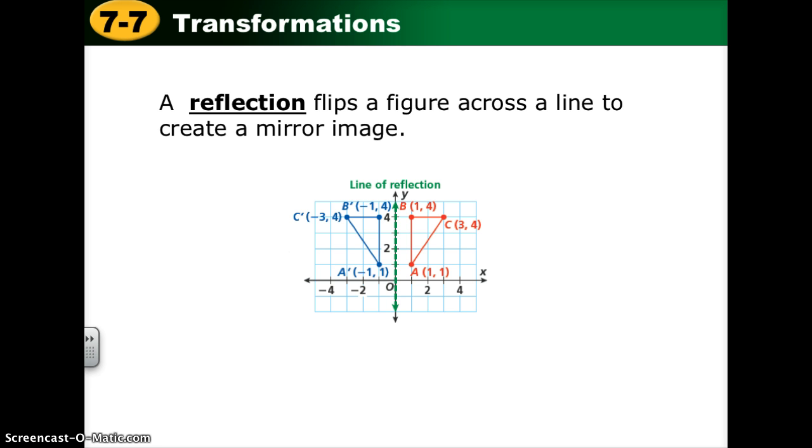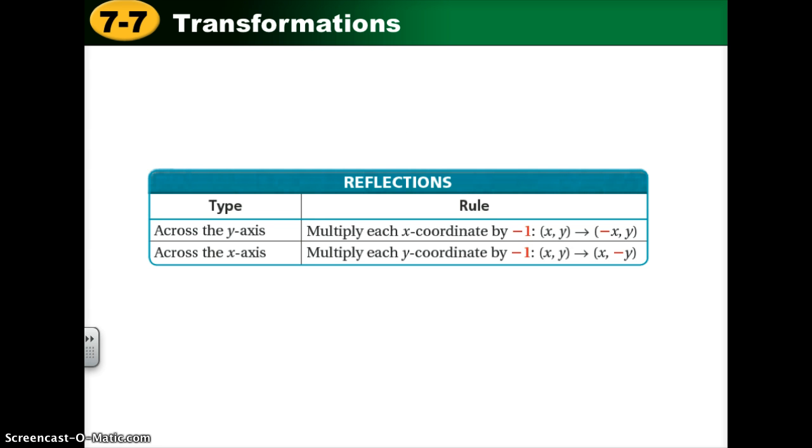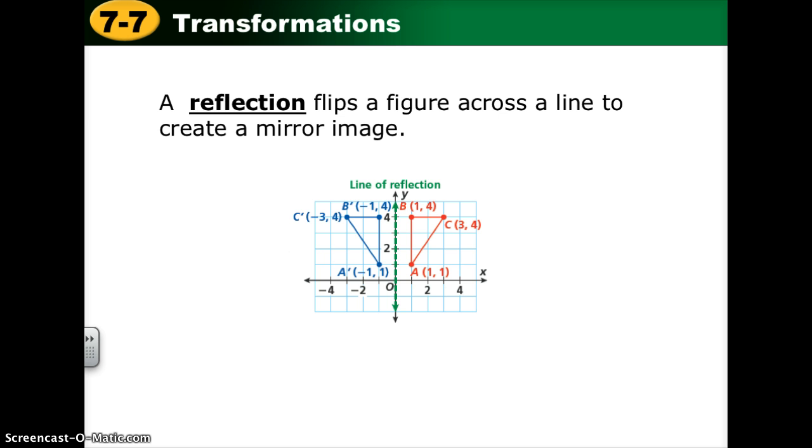A reflection flips a figure across a line to create a mirror image. Our current line of reflection is the y-axis, so those two shapes are reflected with the y-axis as their line of reflection. We could also reflect across the x-axis, so here are the rules. For the y-axis, we multiply each x-coordinate by -1. If we go back for a second, you can see that's obvious in the points. B was 1, 4 and became -1, 4. C was 3, 4 and became -3, 4. A was 1, 1 and became -1, 1.